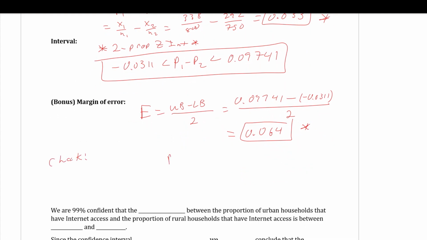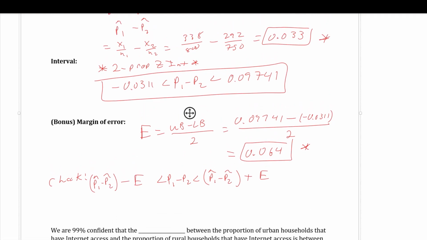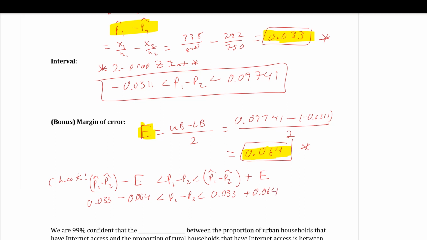Let's check that. We know that P1 minus P2 is your point estimate plus the margin of error on the right-hand side, and on the left-hand side, it's the point estimate minus the margin of error. So this is just to check. Your point estimate is this guy, right? So that's 0.033. The margin of error is this thing right here. And if you were to add those up and subtract those, you should get the same thing we got for the interval here: negative 0.031 and 0.097. Of course, I did round those numbers off, so it does match up.